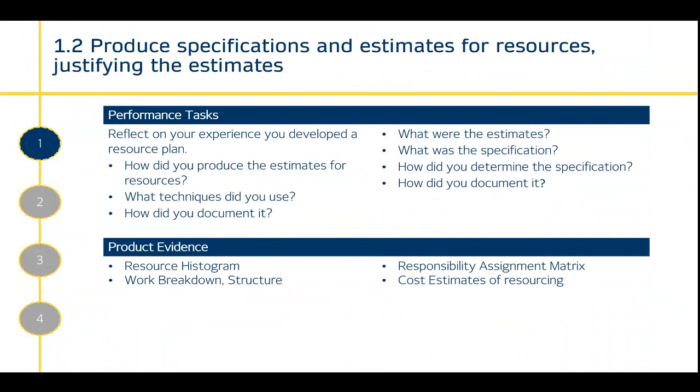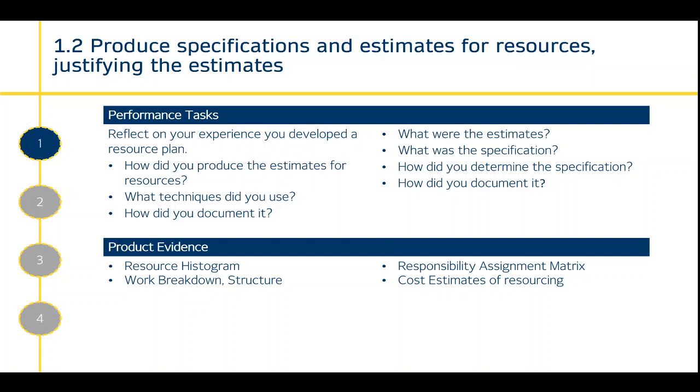1.2 is produce specifications and estimates for resources, justifying the estimates. The first criteria, you've identified what you need. The second one is about identifying what standard it's got to be at and going to get estimates about the quantity and about the price. And you want to justify the method that you're using for estimating how much you require.